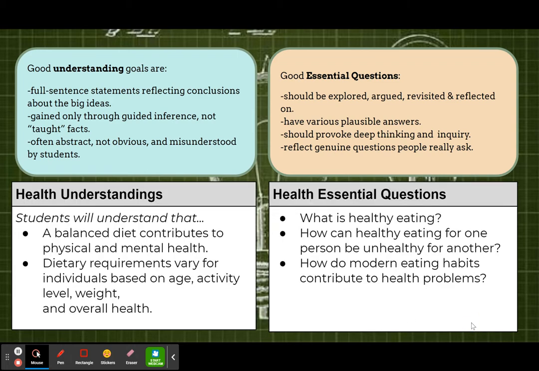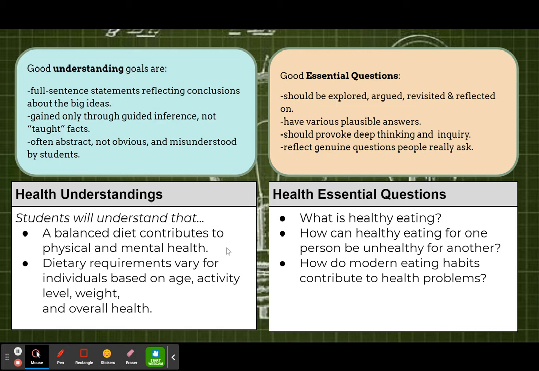Here's another unit. It's a health unit. We have students will understand that a balanced diet contributes to physical and mental health, and dietary requirements vary for individuals based on age, activity level, weight, and overall health. So those are pretty good full sentence statements reflecting conclusions about the big ideas.